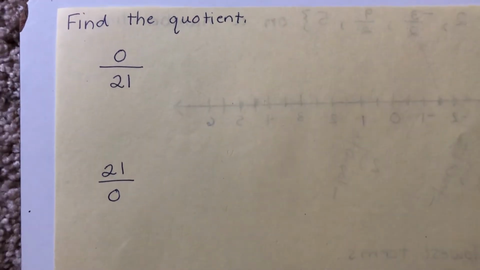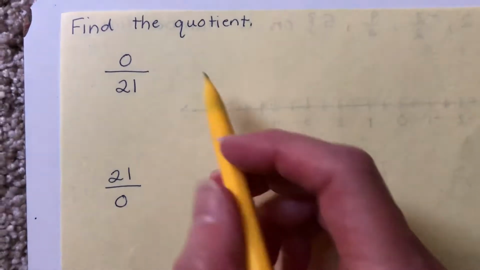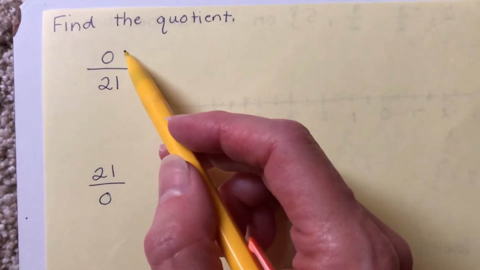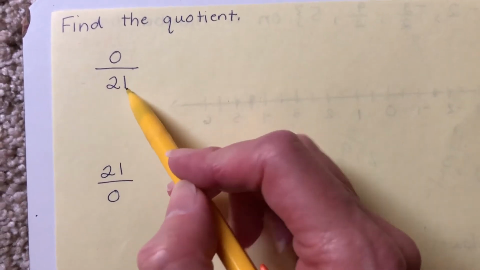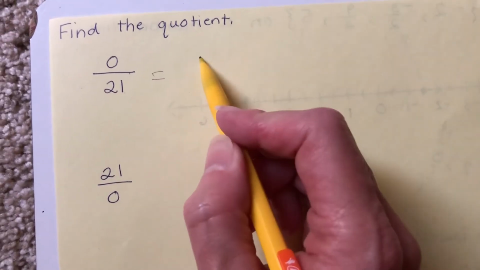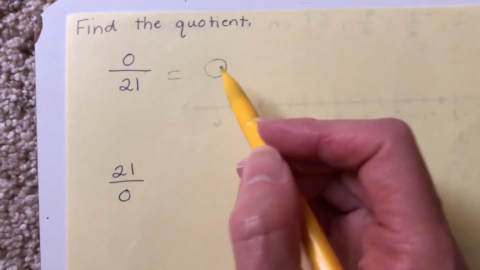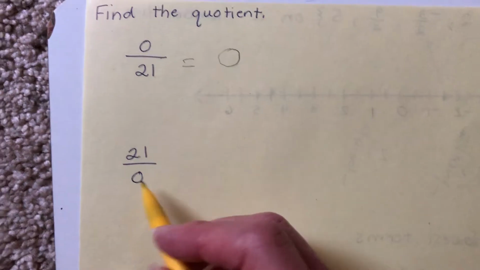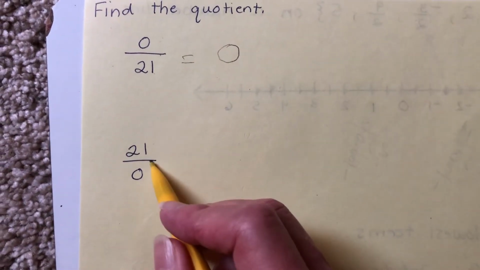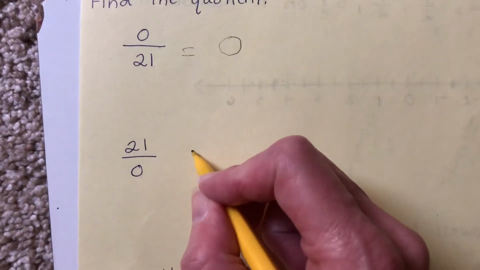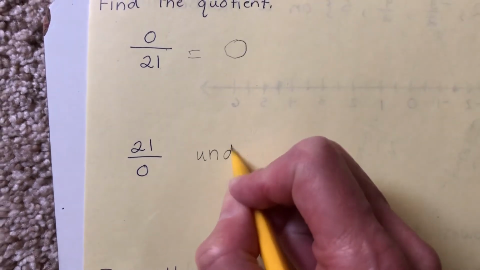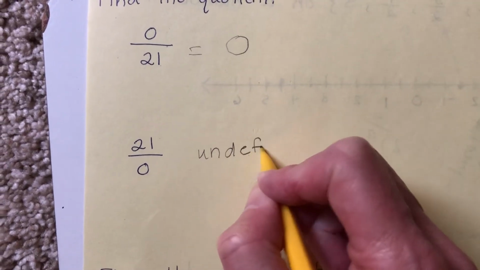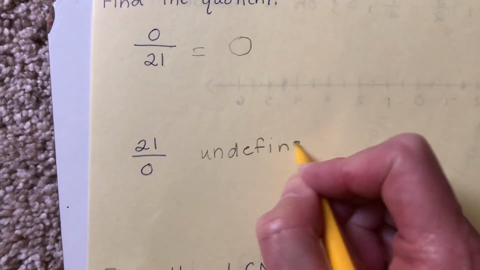Review for Chapter 1 Test, Part 2. If you want to find the quotient of 0 divided by 21, that would be 0, because 0 divided by anything other than 0 would be 0. However, 21 divided by 0 is undefined because you cannot have 0 in the bottom of a fraction.